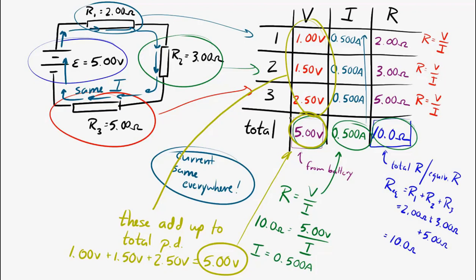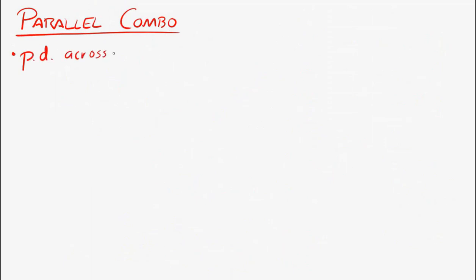Now let's look at a parallel combination. So let's review what we know about parallel. In a parallel combination, the potential difference across every resistor is the same, and the current will be different.